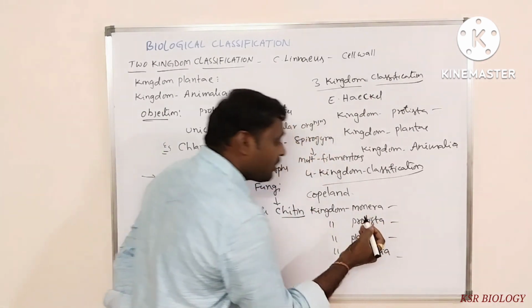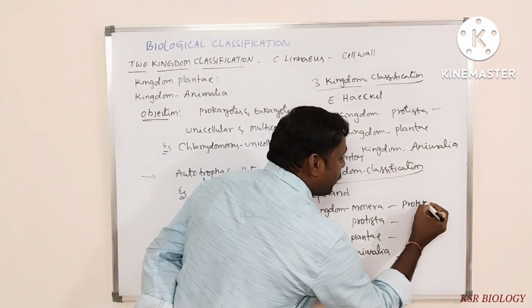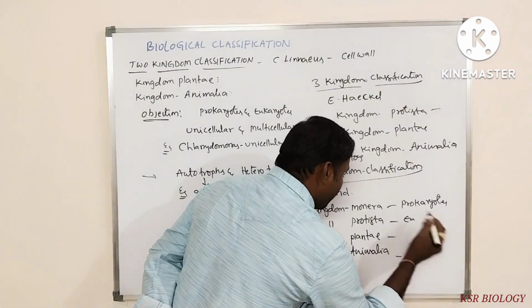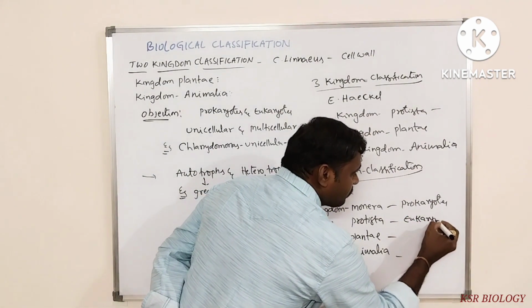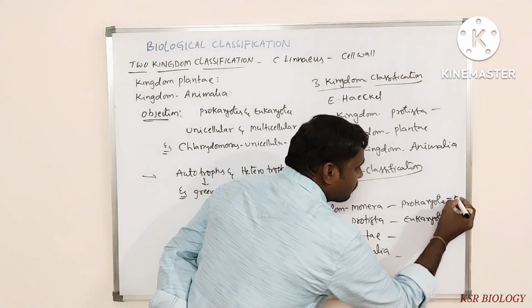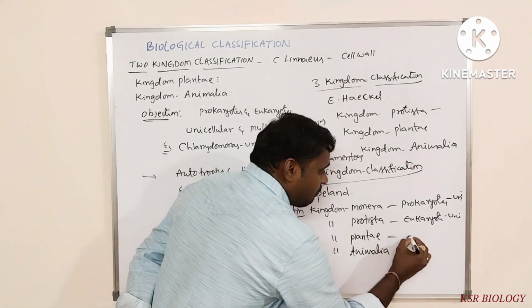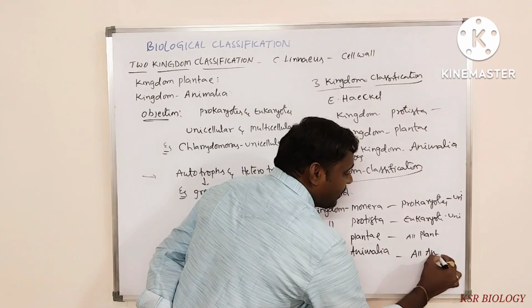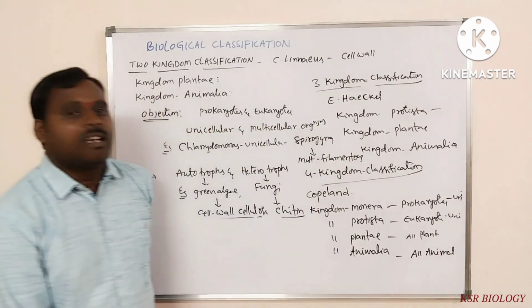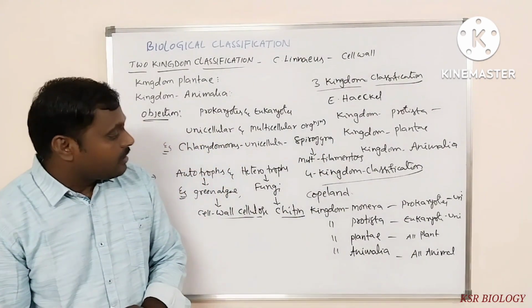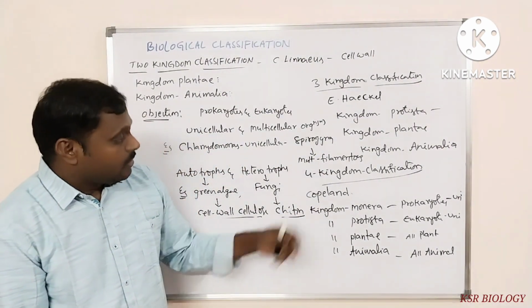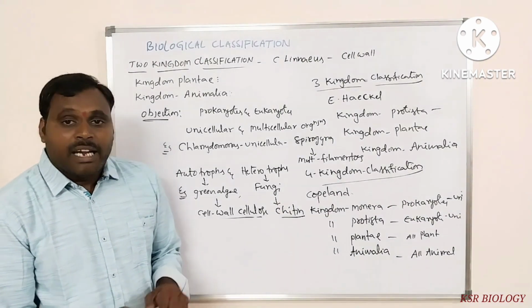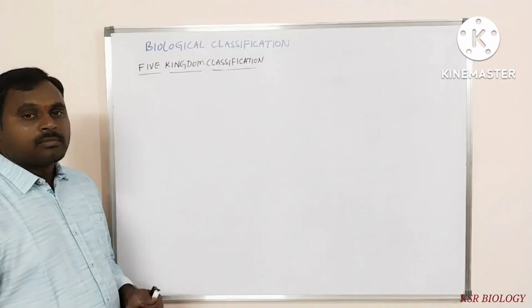He separated all unicellular prokaryotic organisms and placed them under kingdom Monera, and all unicellular eukaryotes are placed under kingdom Protista, and all plants are placed under kingdom Plantae, and animals are placed under kingdom Animalia. When compared to the three kingdom classification, the four kingdom classification made progression, but still it is inadequate. Later on, another scientist came and proposed the five kingdom classification.